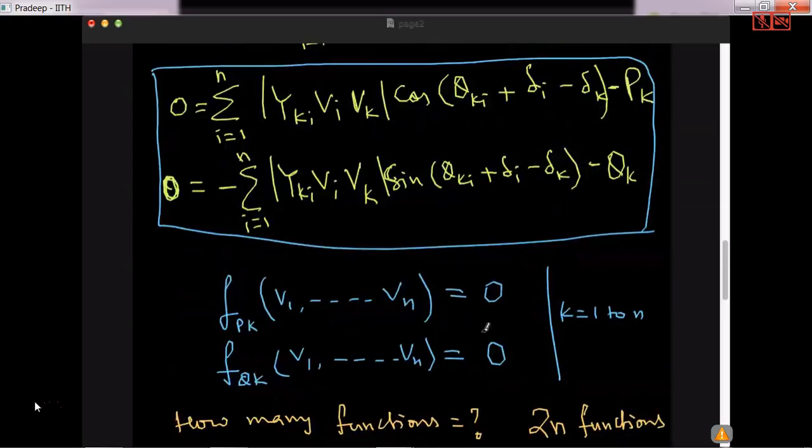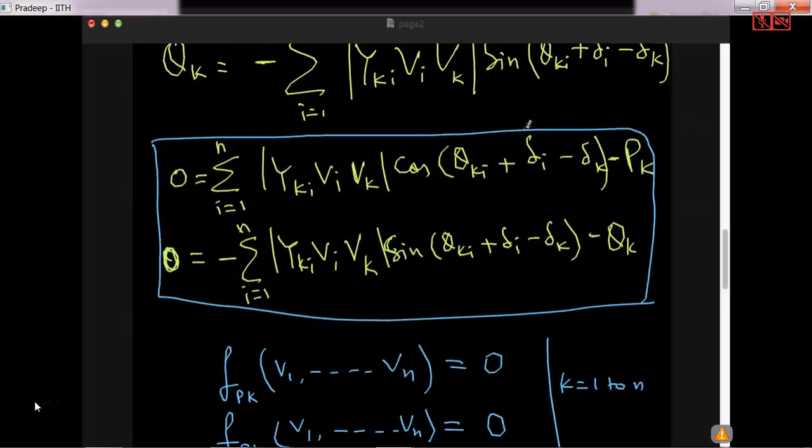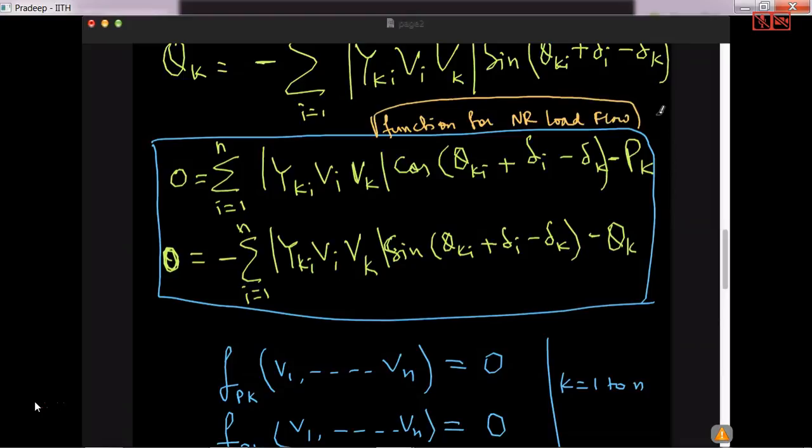So these are the two equations. So these are the NR equations. Actually NR functions I'll write, or I'll write it in more functions for Newton-Raphson load flow. Before we go forward, let us do some kind of differentiation also. So I want to differentiate these functions.